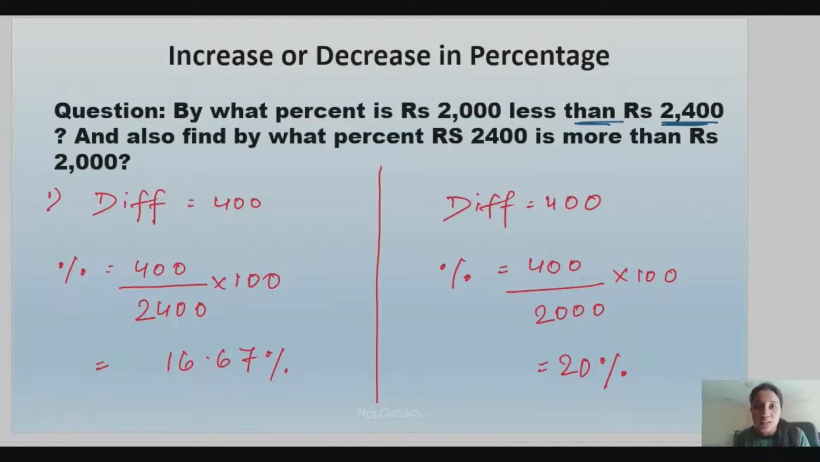Here for the first case, after "than" 2400 is coming, so I have written 2400 in the denominator. Okay, and for the second case, after "than" what is coming? 2000 is coming. That's why I have kept 2000 in the denominator. So this way also you can recall it if you get confused.